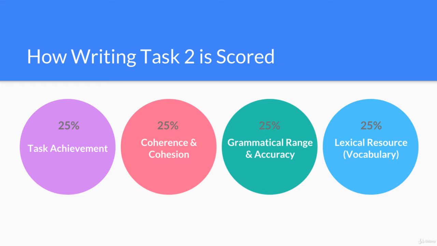Basically, your writing task 2 is going to be scored on 4 separate band descriptors. These are basically different categories on which your essay is going to be assessed. The first band descriptor is task achievement. The second is coherence and cohesion. Next is grammatical range and accuracy, and the last one is lexical resource. This is just vocabulary. Each one of these band descriptors account for 25% of your grade.